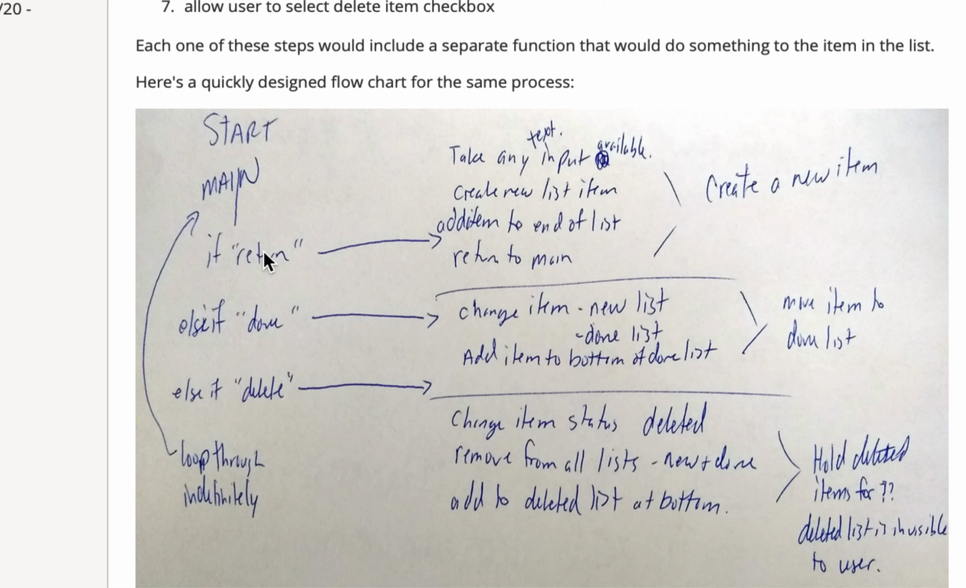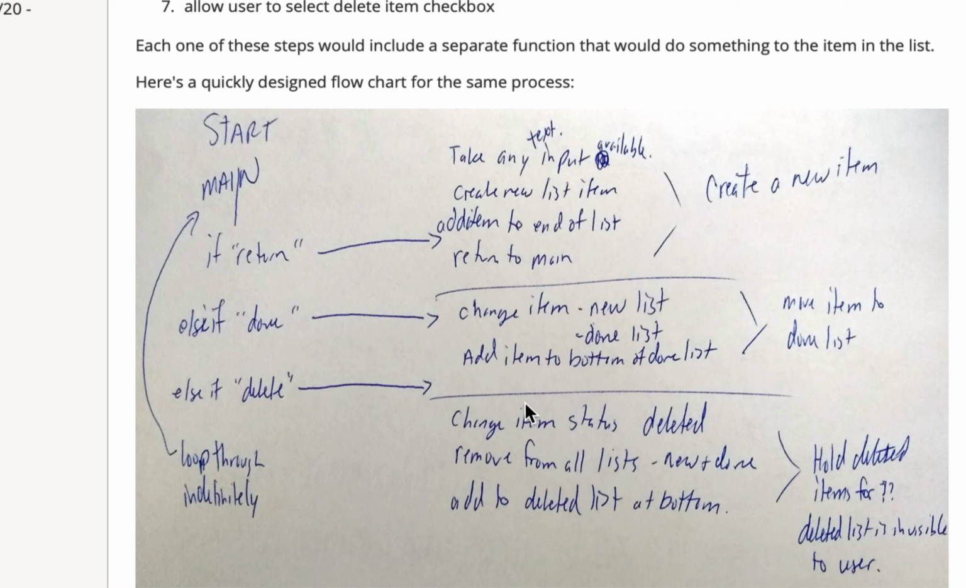And if somebody presses return, so the main will just wait there. And if anybody presses return, it's going to take that text or the input that's available, create a new list item, add the item to the end of the list, and then return to main. So this is breaking that pseudocode 7 steps down just a little bit farther. And this would be the process to create a new item.